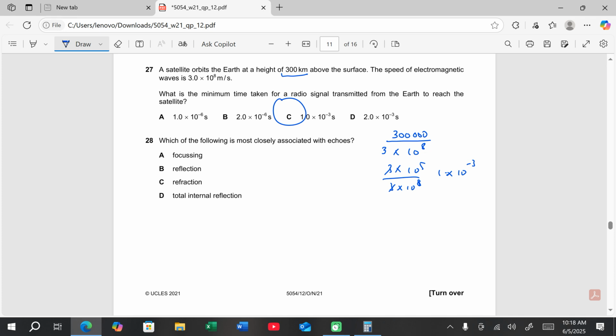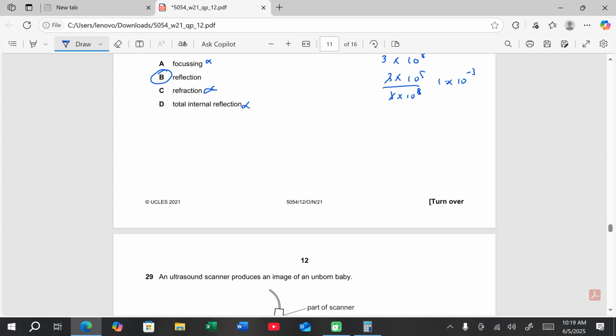Which of the following is the most closely associated with echoes? Focusing, reflection, refraction, total internal reflection. Focusing has nothing to do with it. Yes, reflection and total internal reflection are there, but in total internal reflection, there is a condition that the light has to travel from a denser medium to the rarer medium. But in echoes, there is no such condition. So it's B, simple reflection.